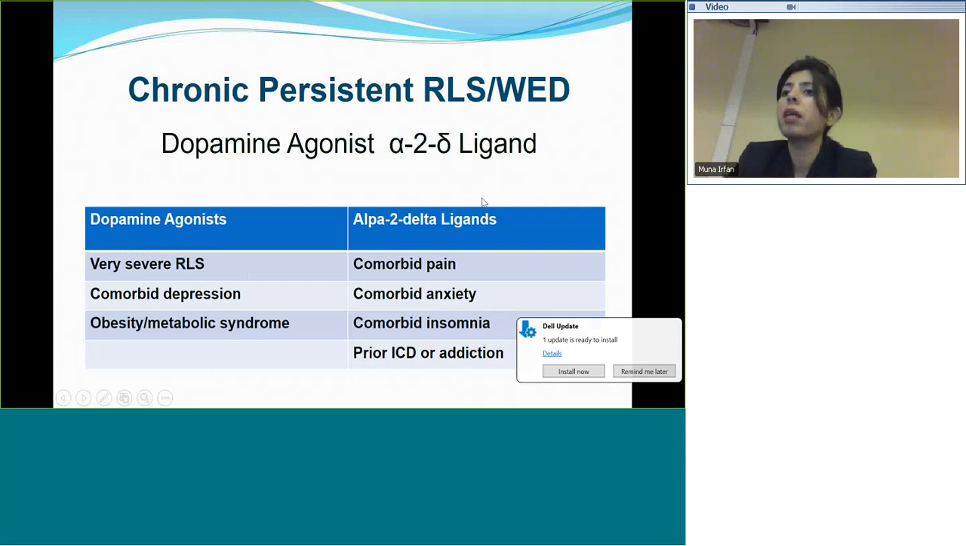Now, gabapentin and Lyrica can be given in those people who might have RLS but might have comorbid pain. For example, if they have radiculopathy, that could maybe be killing 2 birds with 1 stone. If they have comorbid anxiety, then gabapentin can help with that. Comorbid insomnia, gabapentin can also induce a little bit of sleepiness. And if the patient has prior history of impulse control disorder or addiction, then instead of the dopamine agonist, gabapentin or Lyrica would be a better choice.